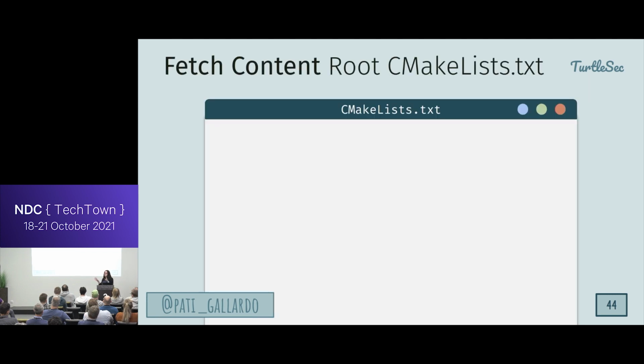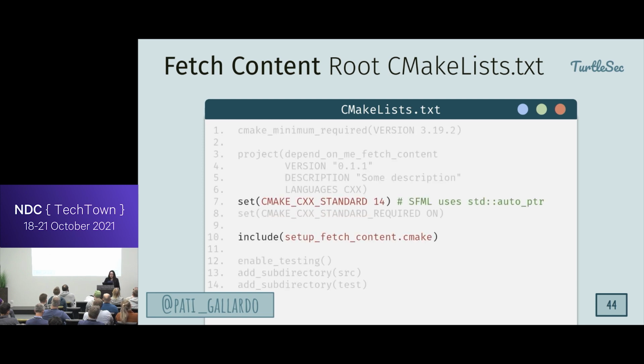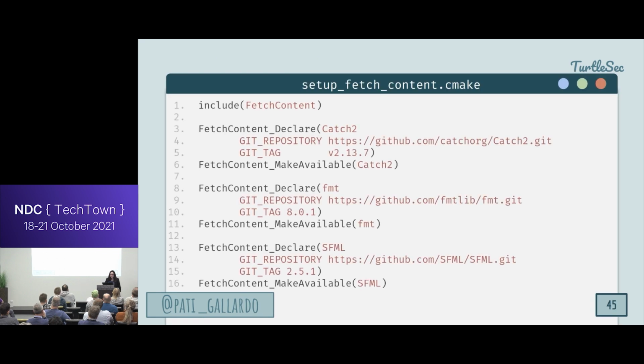The problem with both CPM and fetch content is that they just get code from GitHub and build it however they build. So I don't have any real control over my dependency graph. Now I'm worried I might have different versions of different libraries, and I'm not super happy, but it's super easy to use. And again, I have to use C++14, so not happy about that.